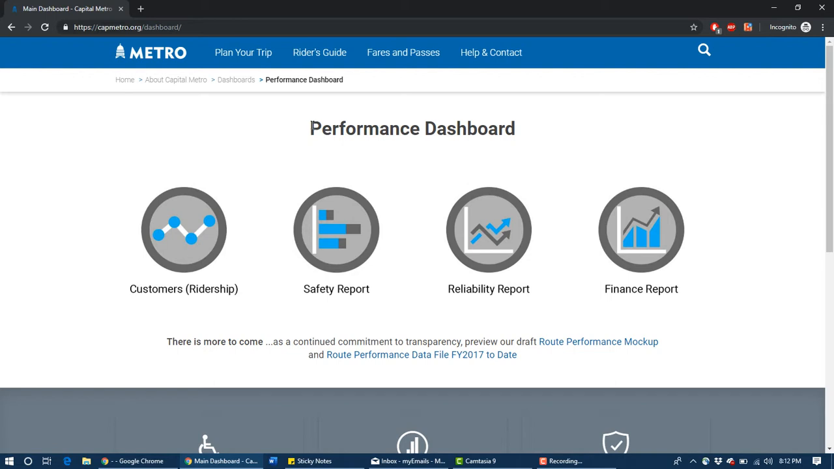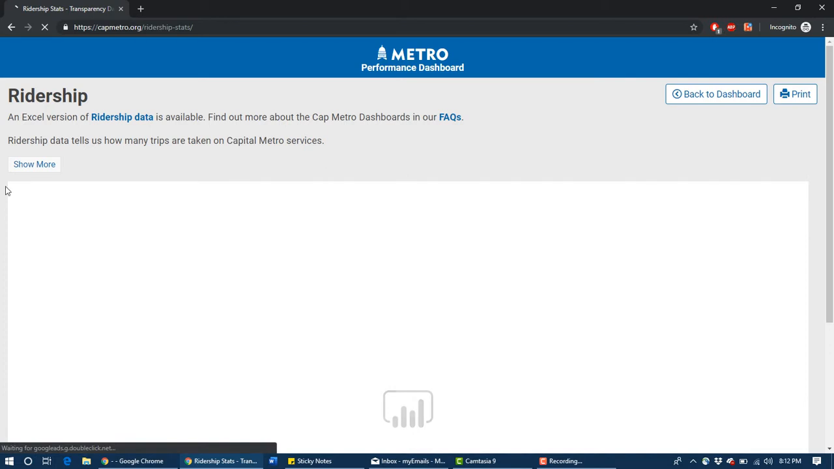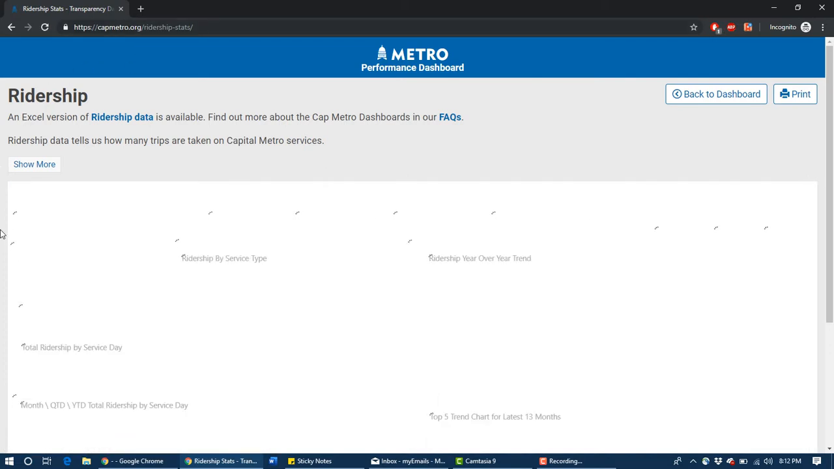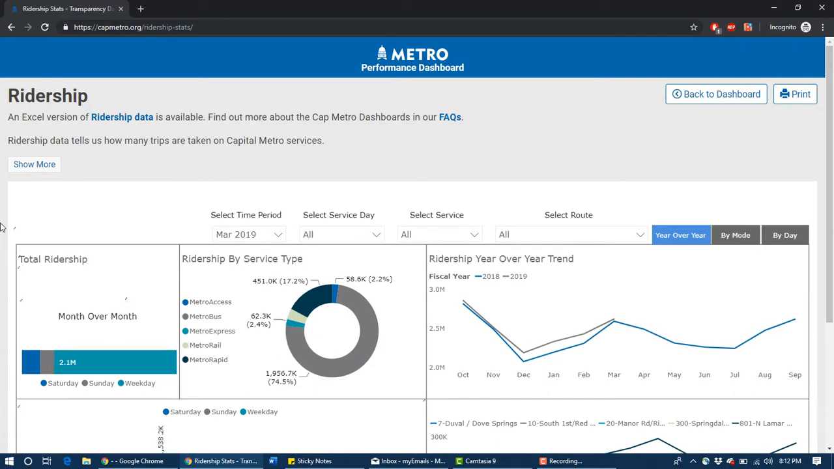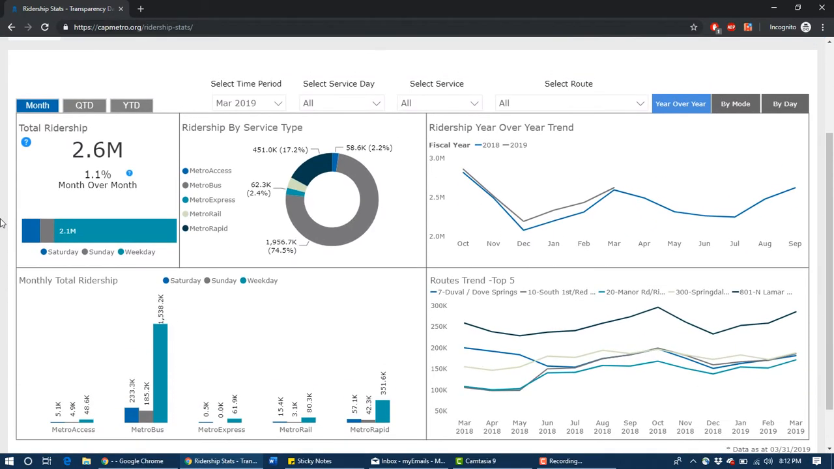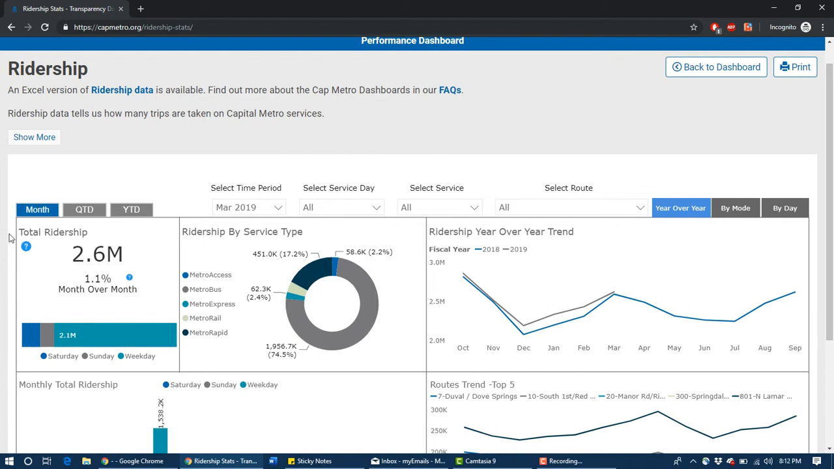In order to look at this dashboard, you can go to capmetro.org/dashboard and click on ridership, safety, reliability, and finance reports. For example, I'm clicking on the ridership dashboard for a moment. These are not live dashboards, these are scheduled ones. It gets the data from extracts sitting in the Microsoft Power BI service. So we don't have any on-prem server for this.